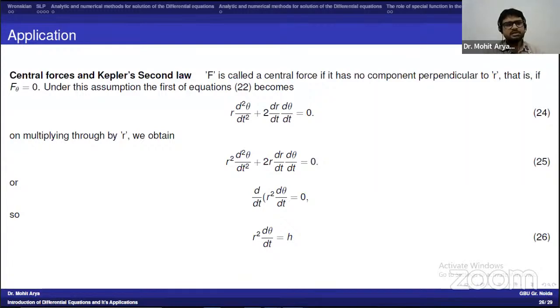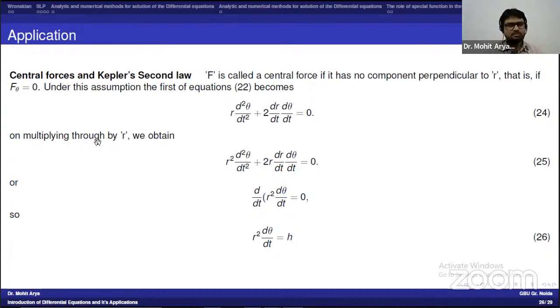Now we will see the central force and Kepler's second law. F is called a central force if it has no component perpendicular to r, that is, if F theta equals 0. Under this assumption, the first of the equations 22 becomes r d²theta/dt² + 2 dr/dt d theta/dt = 0.